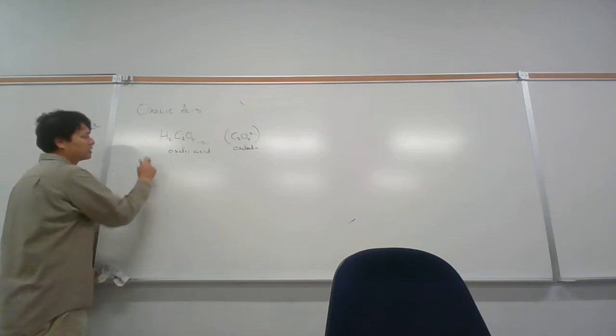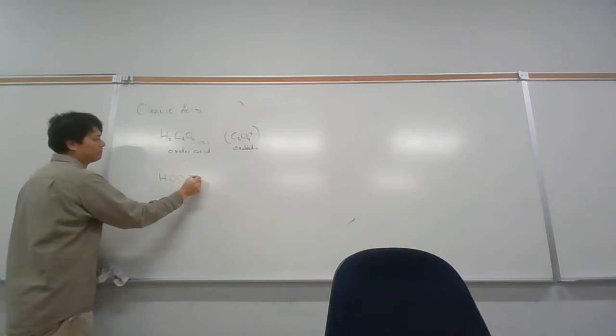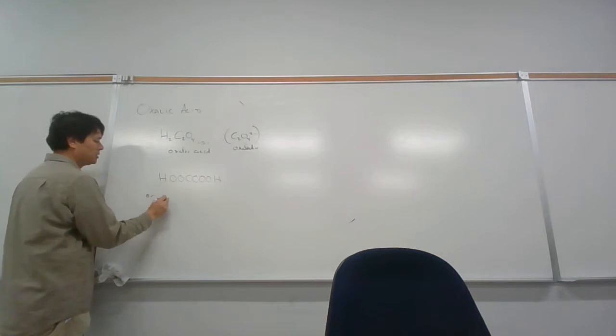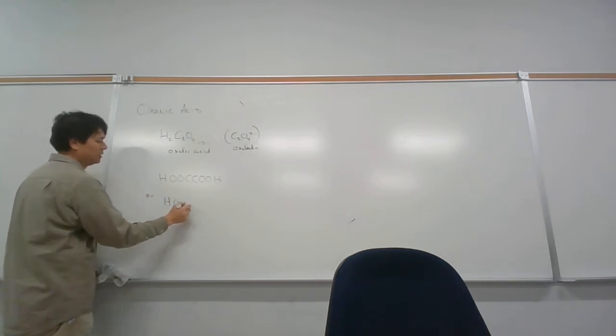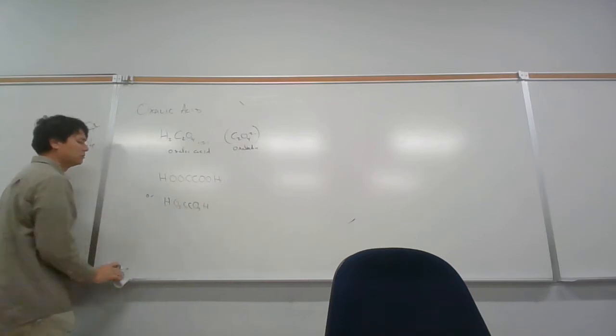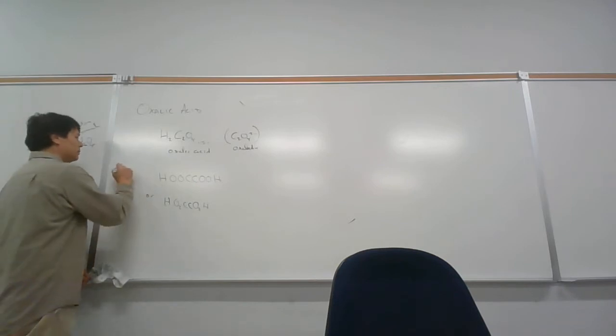There's another way that oxalic acid is written. It's written like this. Or HO2C2O2H. Or I'll just do it like this, CO2H. This formula is called the condensed structural formula.